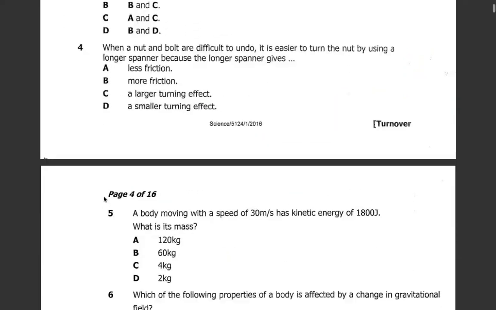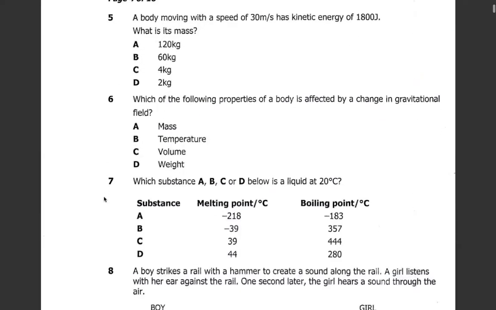Move on. Questions 5, 6, and 7. Question 5 says a body moving with a speed of 30 meters per second has kinetic energy of 1,800 joules.